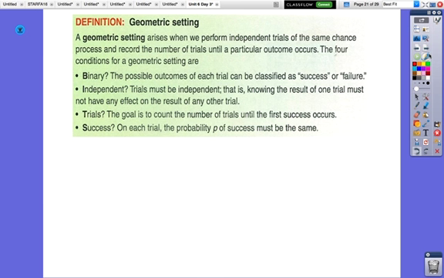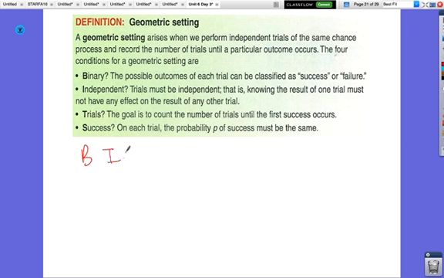Independent: trials must be independent. That is, the result of one trial must not have any effect on the result of any other trial. We've been doing that. Trials: the goal is to count the number of trials until the first success occurs. And success: on each trial, the probability p of success must be the same. So whenever you're doing a geometric setting, you're going to be doing bits instead of bins.